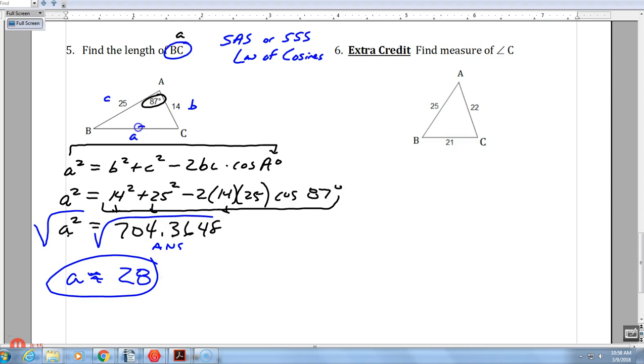Double check it. Does that make sense? Well, I've got no other angles to go off of, but it does look like the biggest side. So nothing jumping out saying it's blatantly wrong.